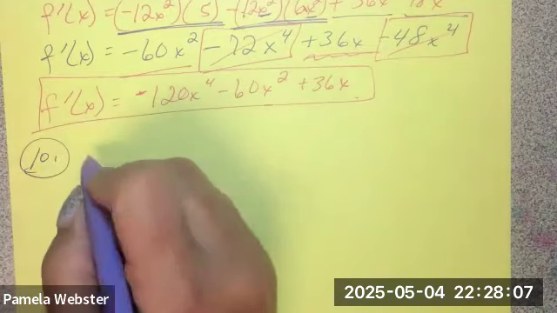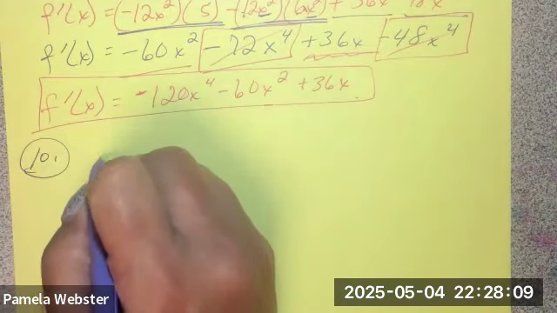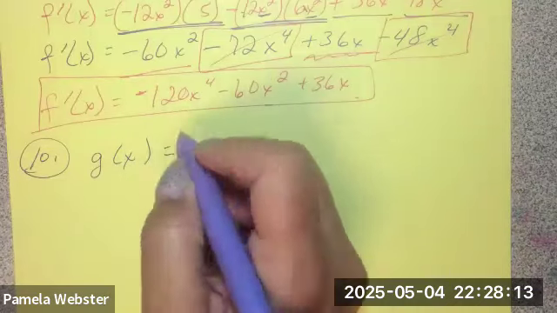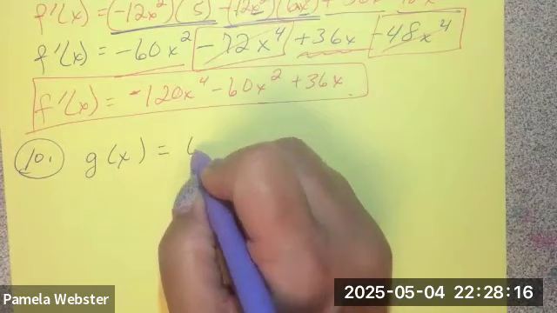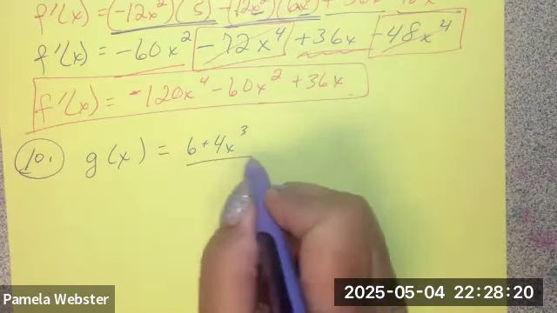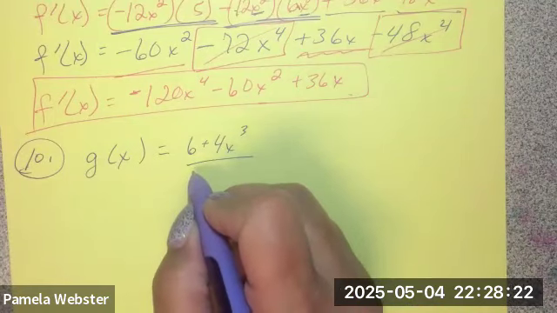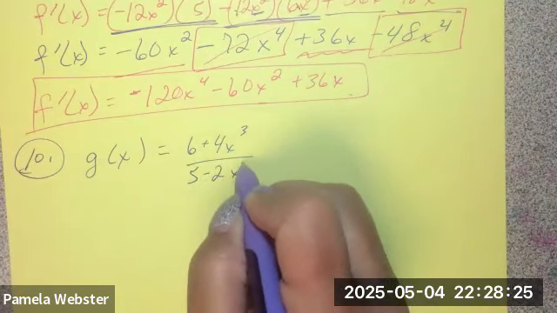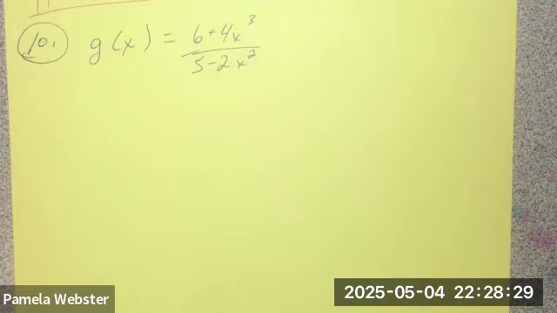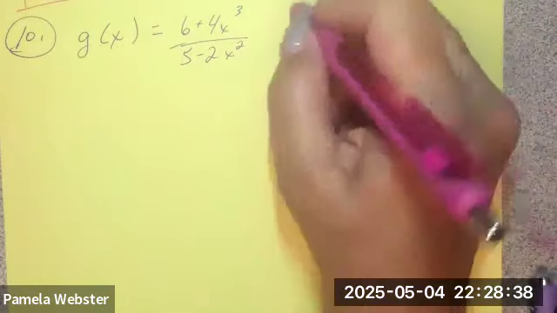All right, number 10 on this test says find the derivative, and we have this guy. G of x equals 6 plus 4x to the third over 5 minus 2x squared. All right, what do we think about that guy? Is that a product rule? No. Is that a power rule? No. What is it? It's a quotient rule.